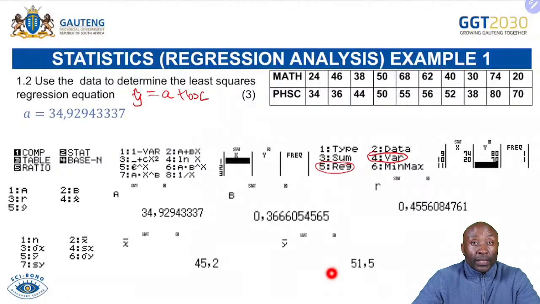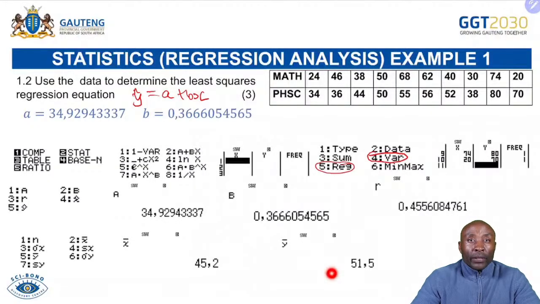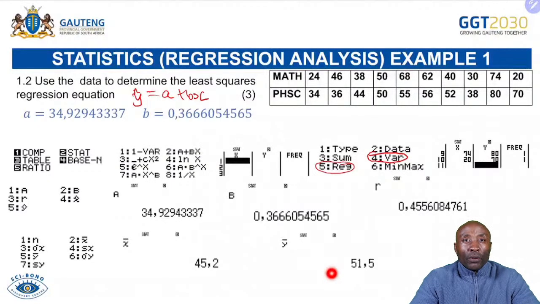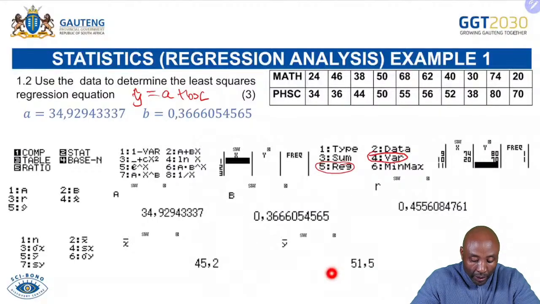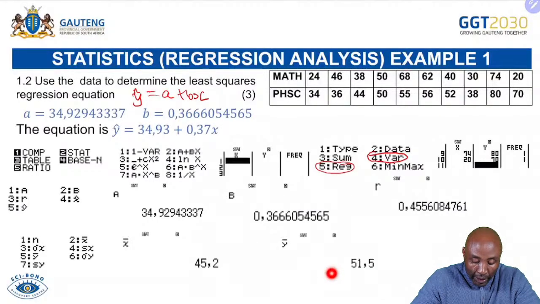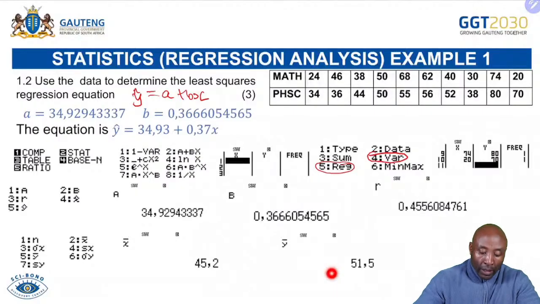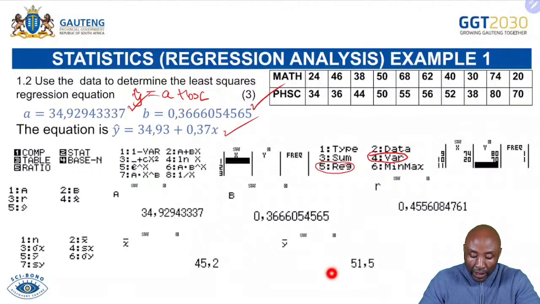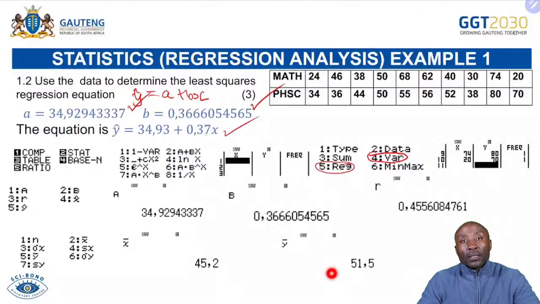So from this, we are able to get our A as 34.929. Please, I'll encourage you, write your value of A. Also write your value of B. Then when you write the equation, you round them off to 2 decimal places in your answer book, and you will get your equation as that. So you'll get a mark for the value of A, you'll get a mark for the value of B, and you get a mark for the equation, the value of A and the value of B in the correct positions.